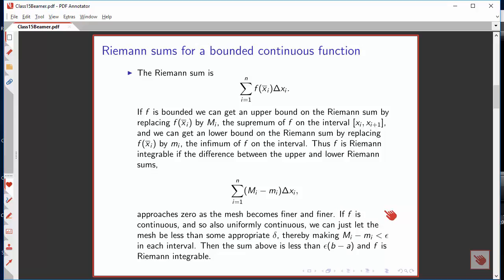Since a continuous function on a closed interval is also uniformly continuous, all we have to do, in fact, is to let the mesh be some appropriate delta, and that's good enough for a uniformly continuous function to make the difference between the supremum and the infimum on an interval of length delta be less than epsilon. That means the sum I'm calculating here is less than epsilon, the upper bound of this quantity, times the sum of all the interval widths, which is b minus a. That goes to 0 as delta goes to 0, and f is Riemann integrable.